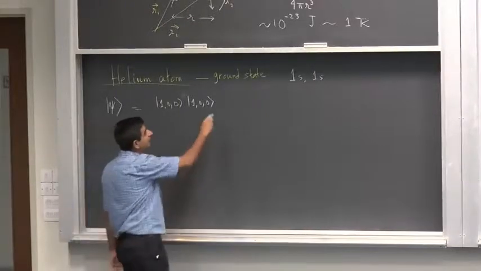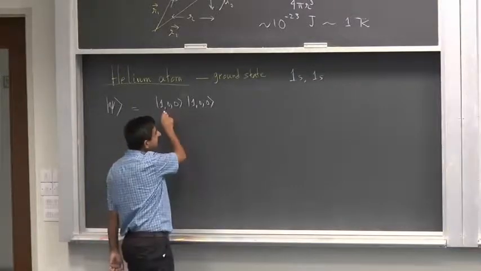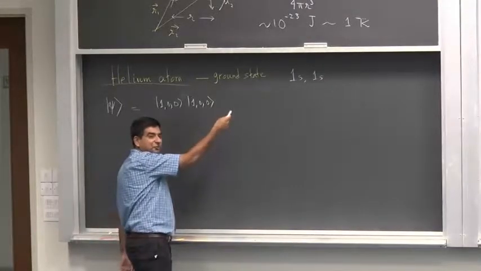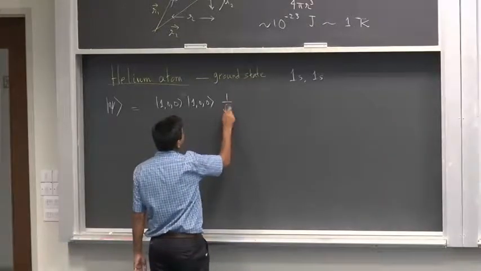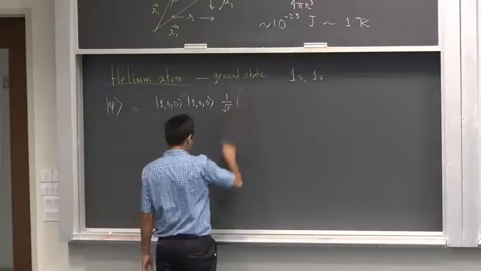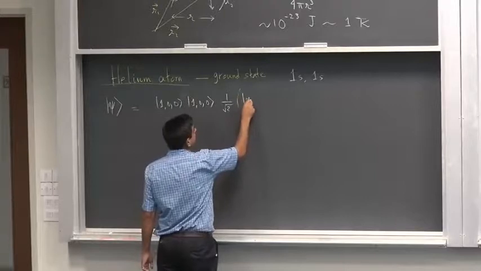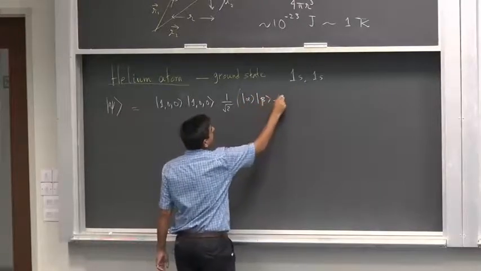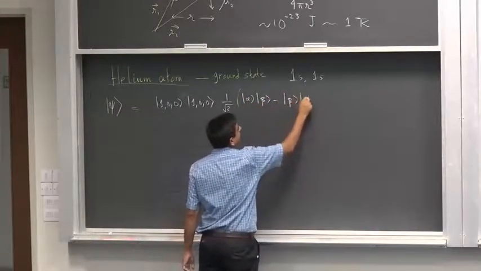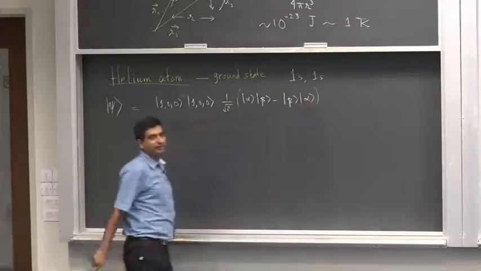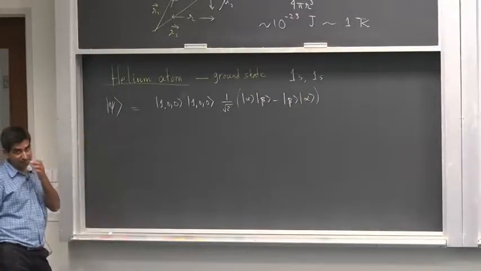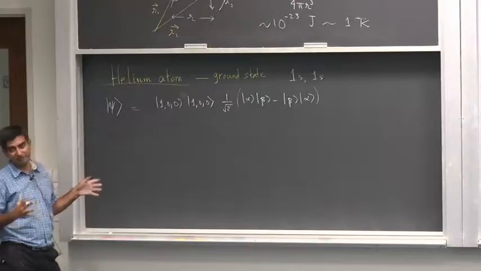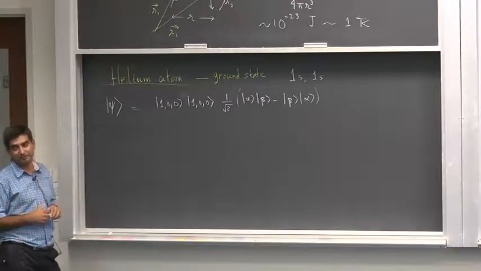And then you have a spin part. Since the spatial part is symmetric, the two electrons must be in a singlet state: 1 over square root 2, alpha beta minus beta alpha. So this is the ground state wave function for the two electrons, and it's a 2 electron wave function. It's a 2 electron quantum state.